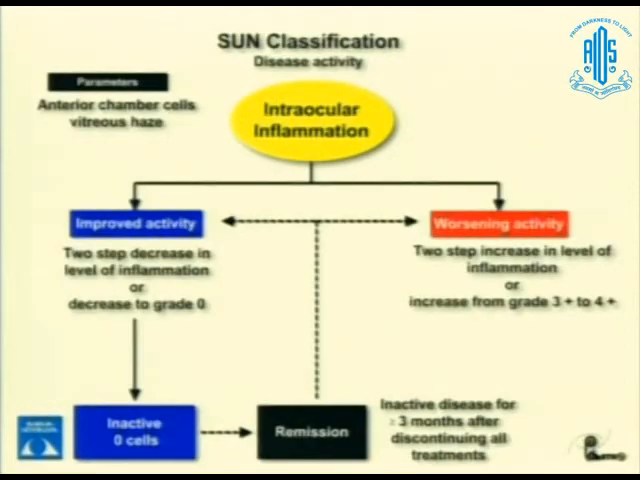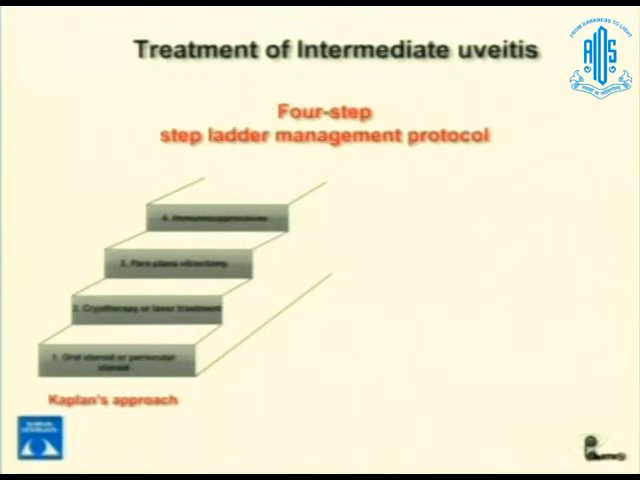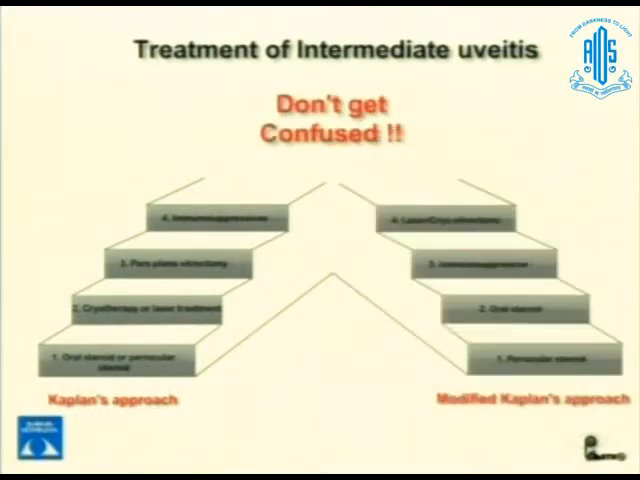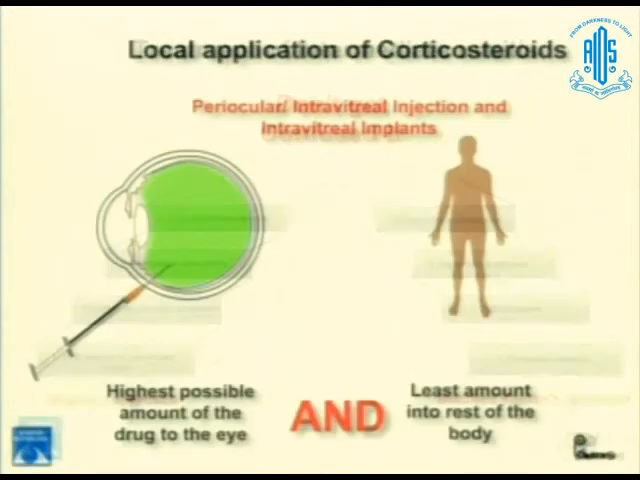Now the Sun classification has some parameters, like what is improved activity and what is worsening activity, like a 2-step increase and a 2-step decrease. All these are there. So the treatment of intermediate uveitis is actually a step-ladder pattern protocol. Don't confuse it with the Kaplan approach and the modified Kaplan approach. The modified Kaplan approach is the treatment strategy which we are using. First we treat with periocular steroid, then move to oral steroid, then immunosuppressive, and laser and cryotherapy.